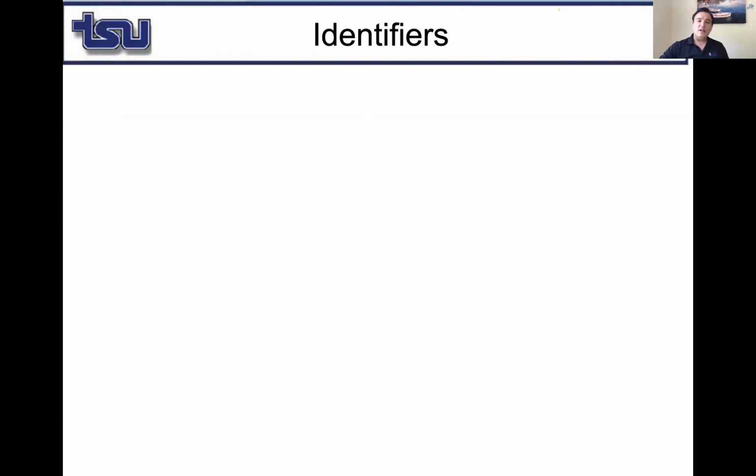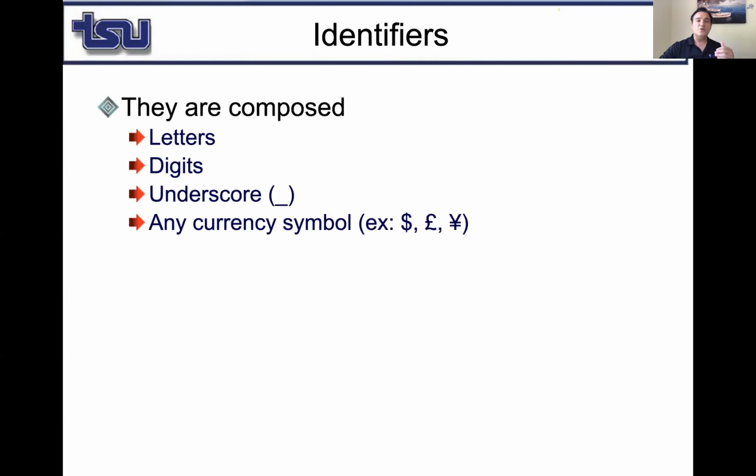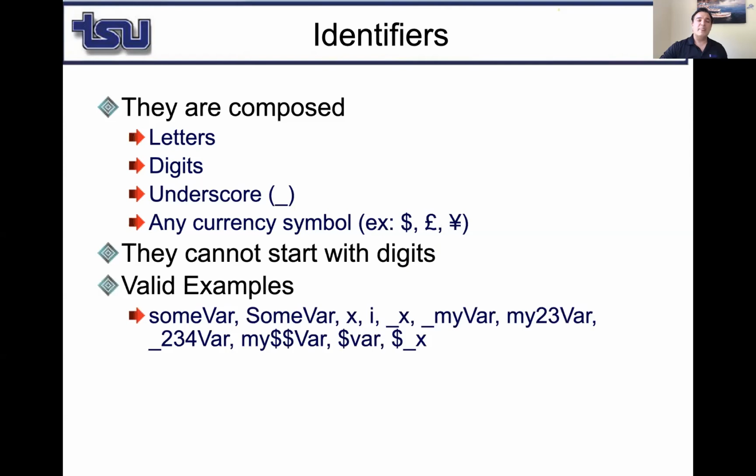So, when you define identifiers in Java, you cannot just name anything. There are certain rules that you have to follow. Identifiers must be composed of letters, digits, underscore, or any currency symbol. But if it has a digit in it, it cannot start with a digit. So let's see an example. All of those identifiers are valid in Java. Why? This is all letters. This is all letters. This is a single letter.